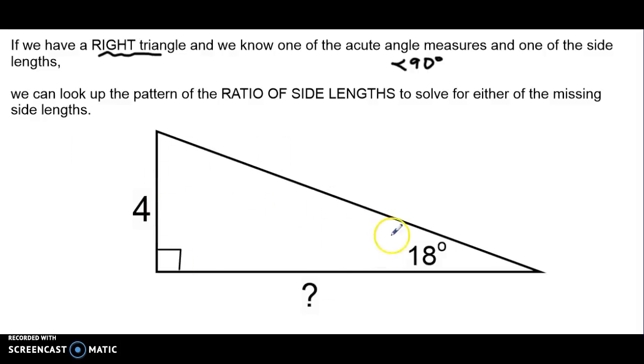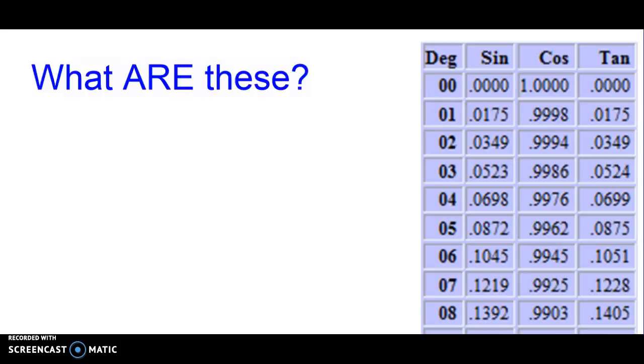But if you look at this triangle that I have here, I have a right triangle, which is denoted by this beautiful right angle. I know my acute angle measurement, one of them, is 18 degrees, and I have one side length, but I need to find this right here. This is what I'm looking for, this big question mark. Okay, so we can actually look up those ratios of side lengths in order to solve for the missing side.